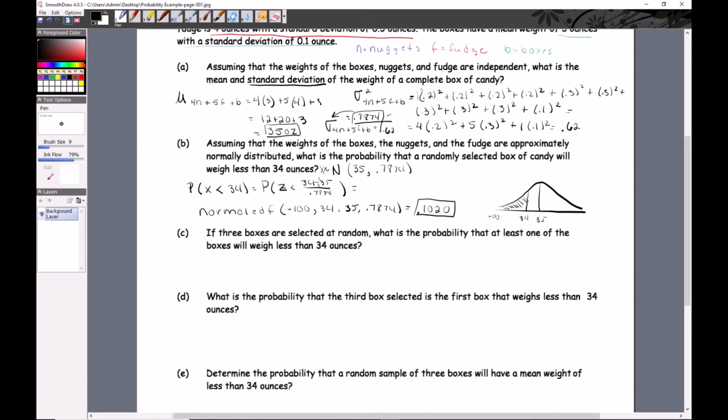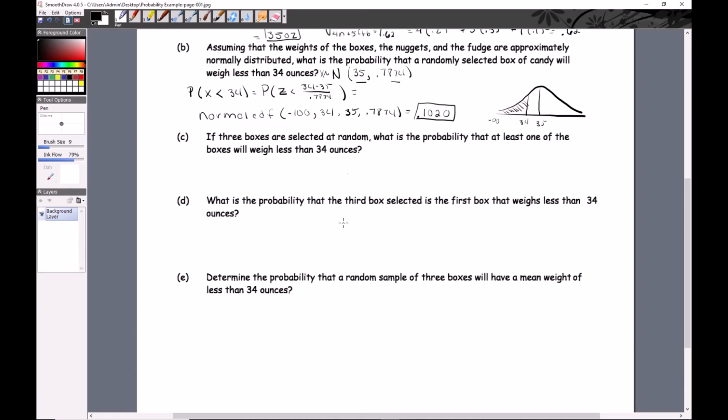Nice, all right? So we borrowed this number and this number from the previous problem and just did a standard normal calculation on it. All right, so now to part C. If 3 boxes are selected at random, what is the probability that at least one of the boxes will weigh less than 34 ounces? All right, well, it either will or it won't, right?